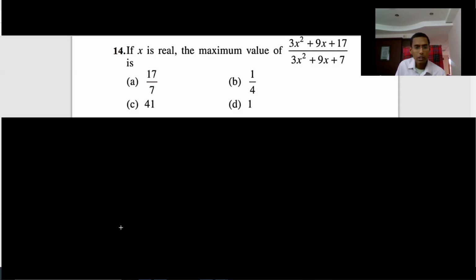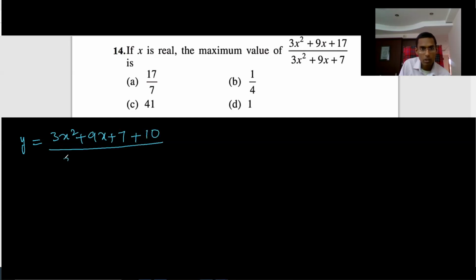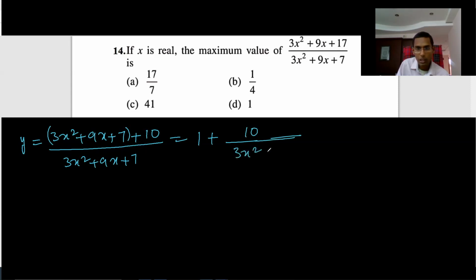So how do you find minimum and maximum values? Generally we use one method, but here we are going to use a shortcut. We cannot use this shortcut for every question, but we can use it for this one. Here 7 is there, so I am writing y equal to 3x square plus 9x plus 7 plus 10. This part is 3x square plus 9x plus 7, and this whole thing divided by this thing is 1, plus 10 by 3x square plus 9x plus 7. Now I am using the shortcut.